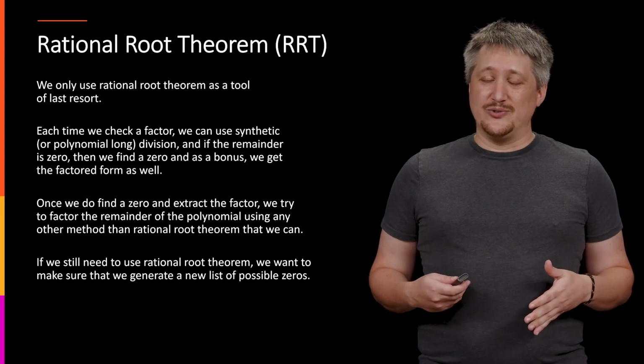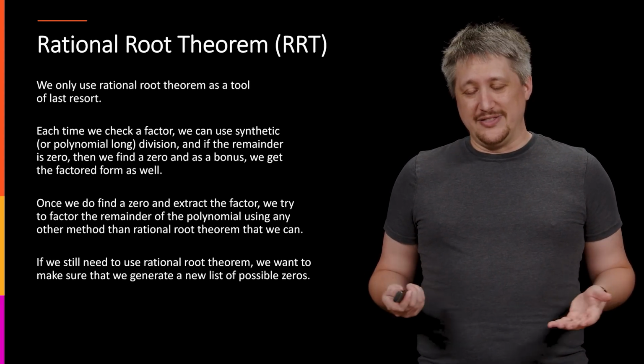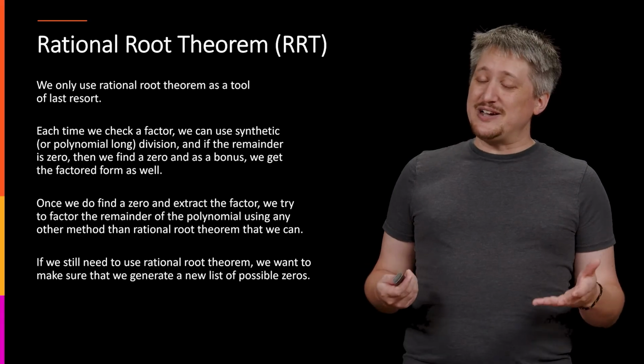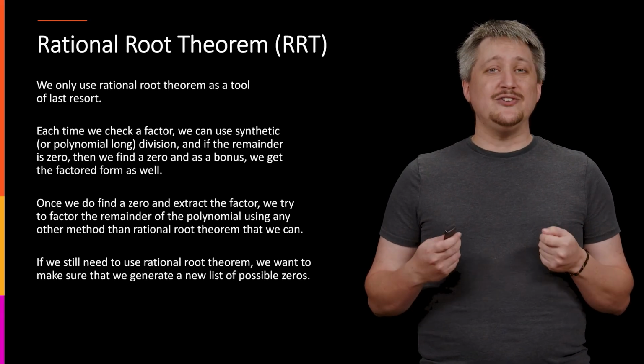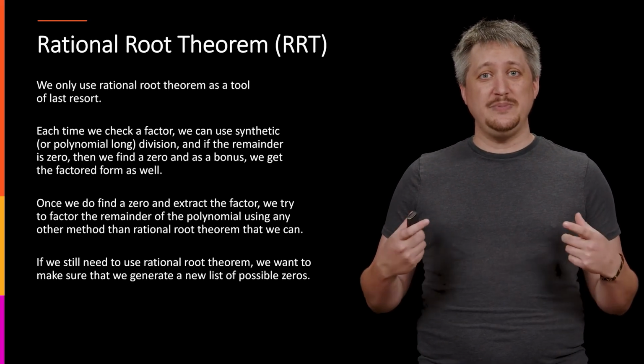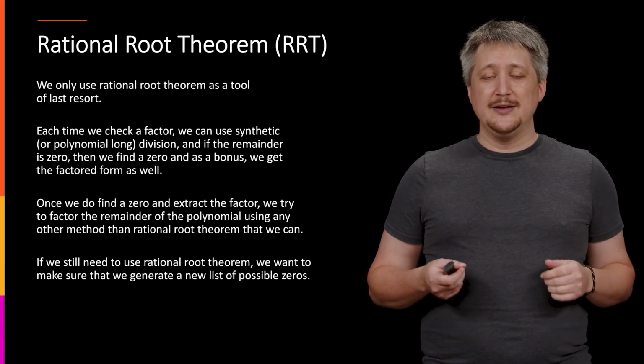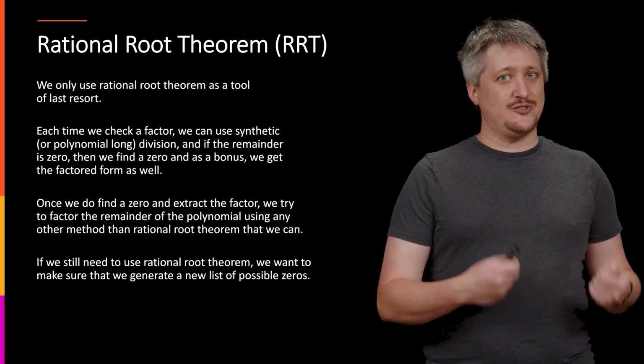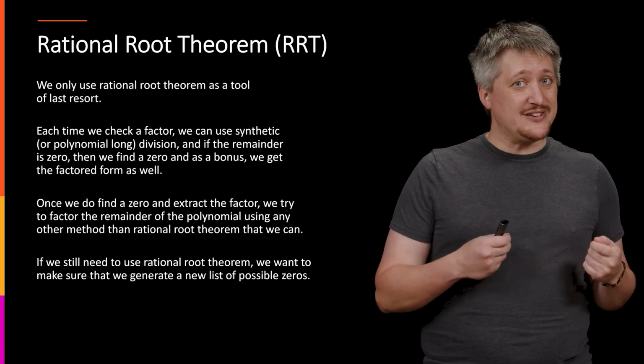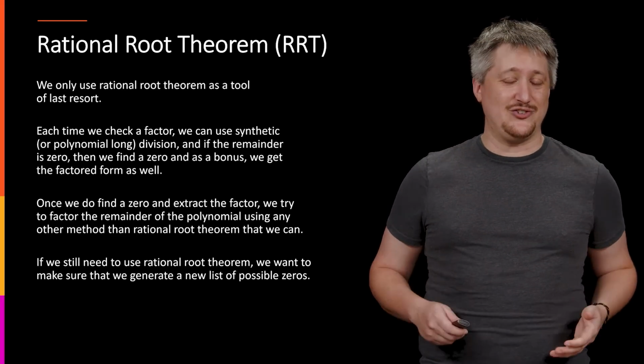If we still need to use the rational root theorem, then that's really unfortunate. But if we do have to use it, make sure that you make a new list, because that list should be a subset, which means you can cross off anything on that list that you've already checked. And usually it is a smaller subset. It's a strict subset. It's got fewer things to check.